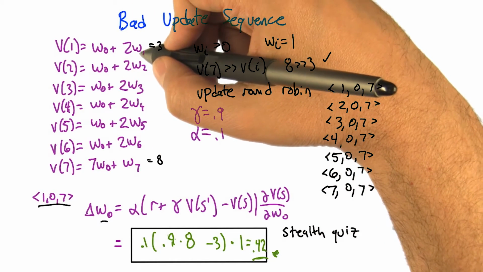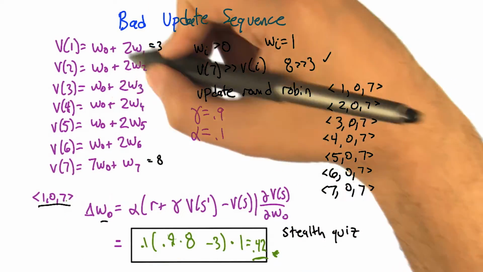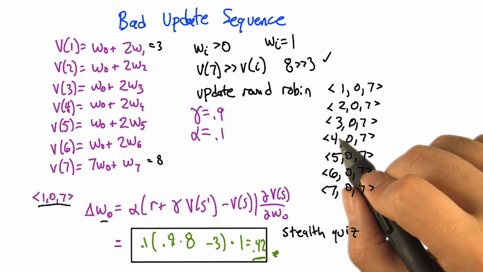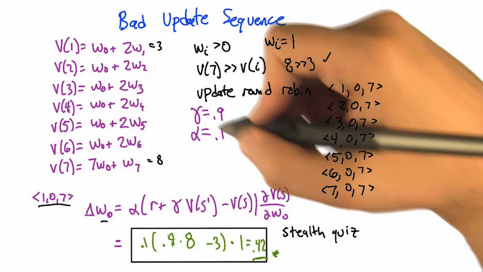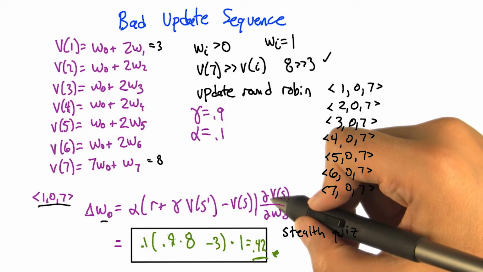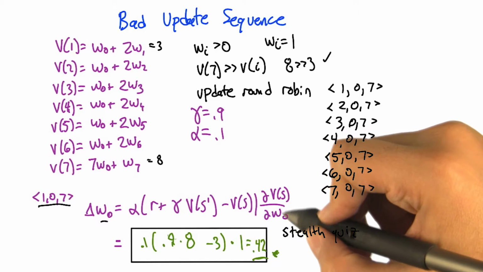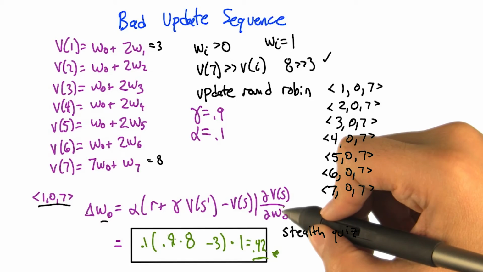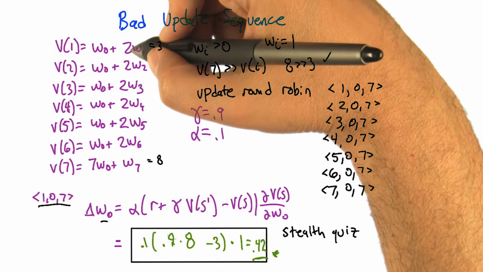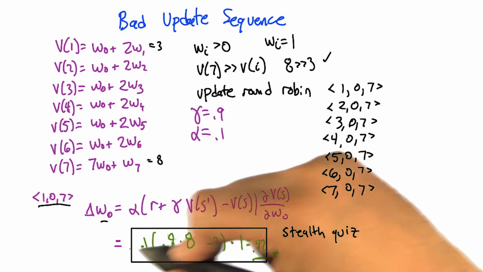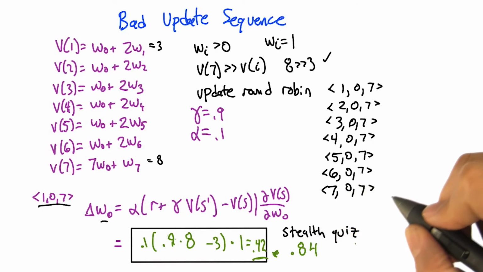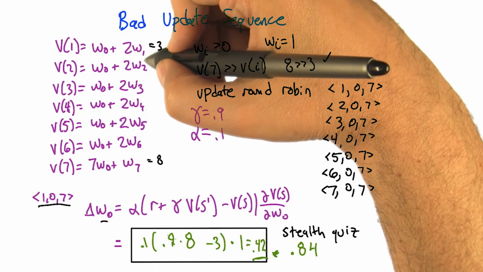What happens to weight 1 after this particular transition from 1 to 7? I don't know. I guess I'd have to stick everything in again. No, you wouldn't. It's very simple because the derivative of the value function with respect to that other weight is just the feature value associated with that weight. It used to be 1, but now it's 2. It's just multiplying everything here by 2. Oh, that's true. Very good. 0.84. So weight 0 is going to go up. Weight 1 is going to go up.